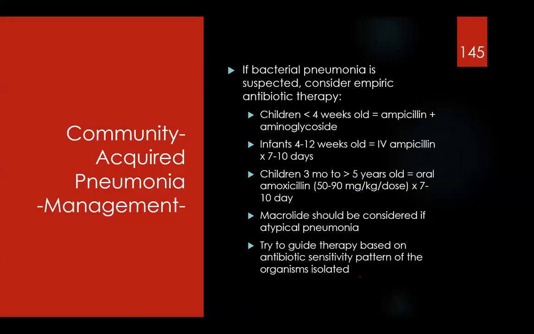Community-acquired pneumonia management: if they've got pneumonia and we've already diagnosed it, if they're less than 4 weeks, we're going to put them on an ampicillin and aminoglycoside. If they're between 4 and 12 weeks, we're going to put them on ampicillin. If they're 3 months and up to 5 years, we can put them on amoxicillin. A macrolide should be considered if it's an atypical, like Mycoplasma pneumoniae. And the antibiotic guide is helpful on this app.